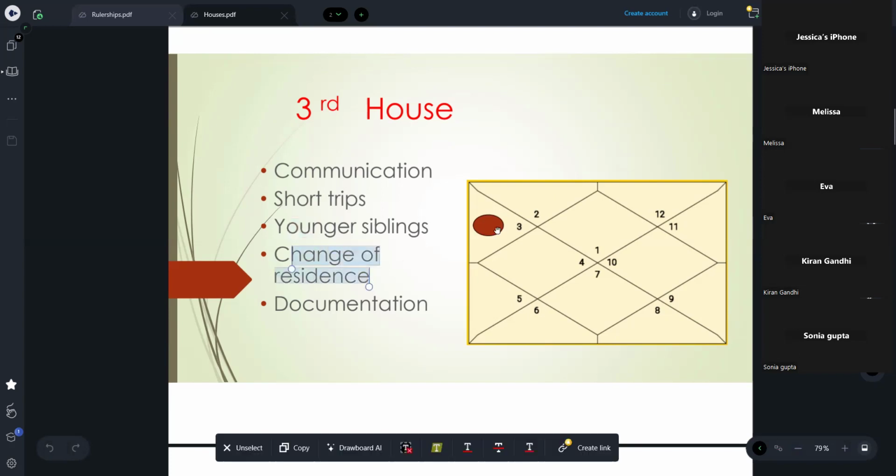Because when you're moving from one house to another house, what's happening? You're losing that house, right? It's being taken away from you. So therefore, the third house will show a change in residence because you're losing this house, you're moving. So it represents change of residence, along with many, many other things that it will represent.